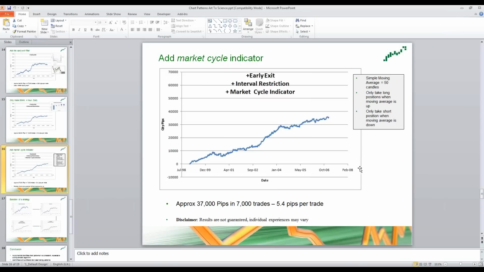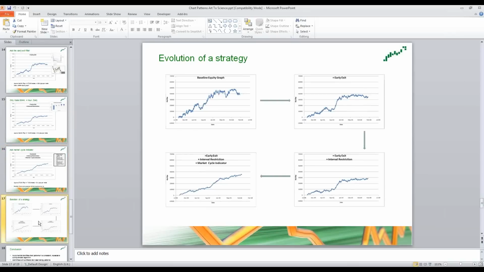All right, and what you can see now is a nice potential equity curve moving bottom left to top right, and we have almost increased our initial profit pips per trade from 0.66 to 5.4. That's almost 10 times, about 8 times more, just by adding in a moving average.